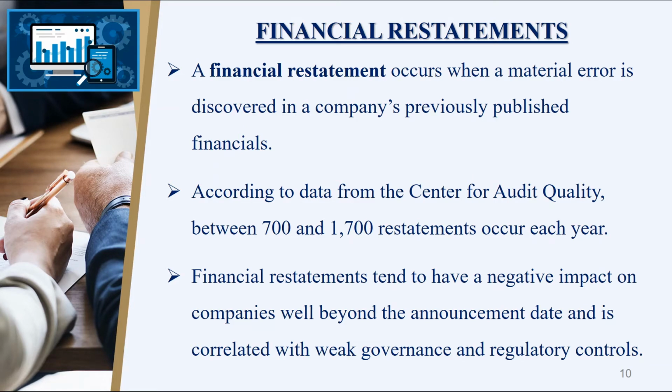According to data from the Center for Audit Quality, between 700 and 1,700 restatements occur each year. Of these, approximately 15% are issued by foreign companies which are listed in the United States. The most frequent causes of a restatement include improper expense recognition relating to accruals and reserve estimates. That was 30% of errors. Errors related to accounting for debt and equity financing were 23%.